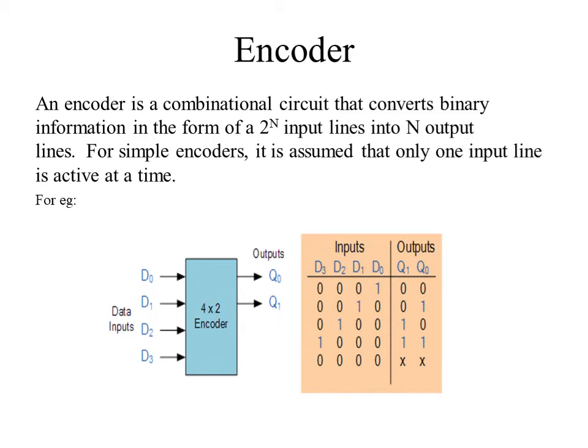So, which continues up till D3. When D3 is 1, the other inputs will be 0, for which the output will be 1, 1. When all the inputs are 0, the output can be anything. So, this is encoder.